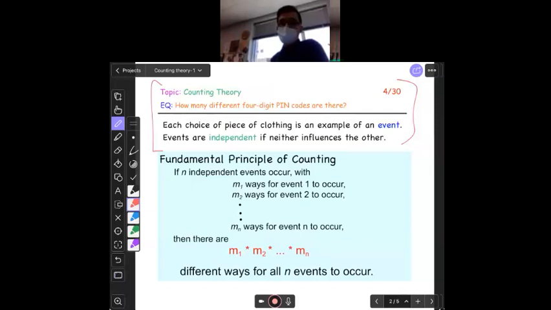That's one way. What's something else that could be dependent? Another example of something being dependent. That was good, right?